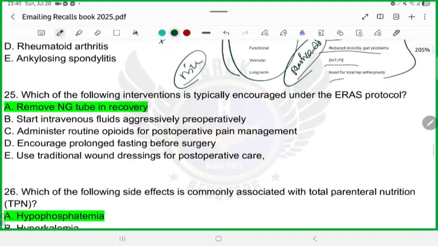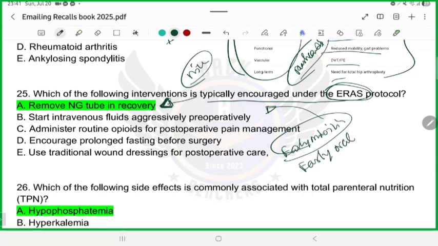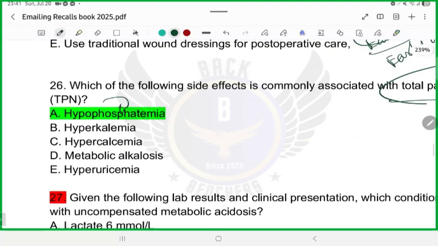Which of the following interventions is typically encouraged under the ERAS protocol? Early removal of NG tube, early mobilization, early oral feeding, all these things. Just remember these things. Now, which of the following side effects is commonly associated with TPN? Commonly associated with TPN is hypophosphatemia. Okay, hypophosphatemia, hypomagnesemia. Remember these two. They usually give these two.